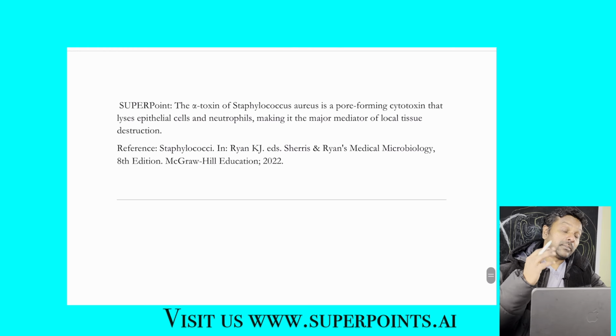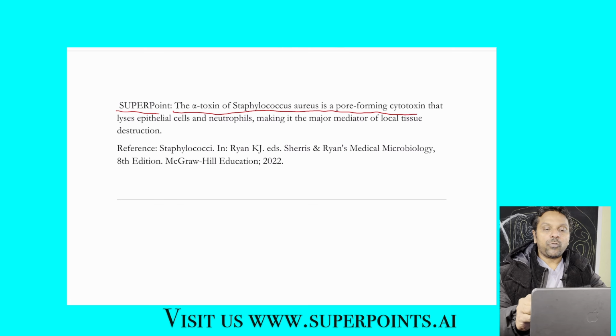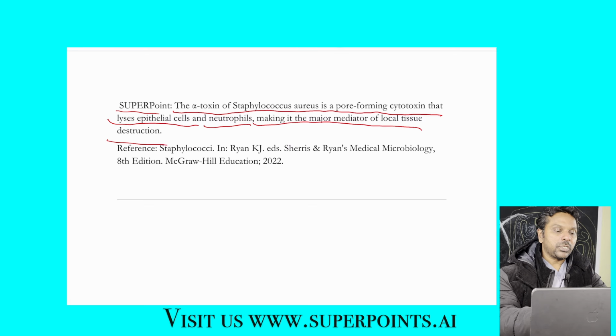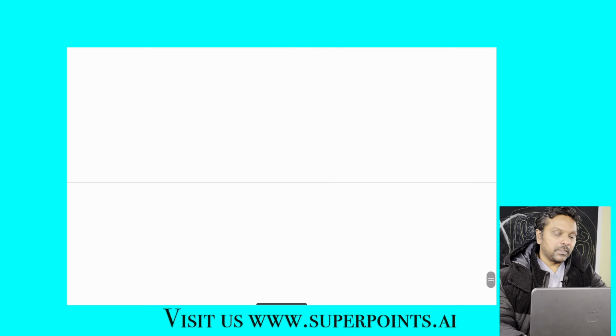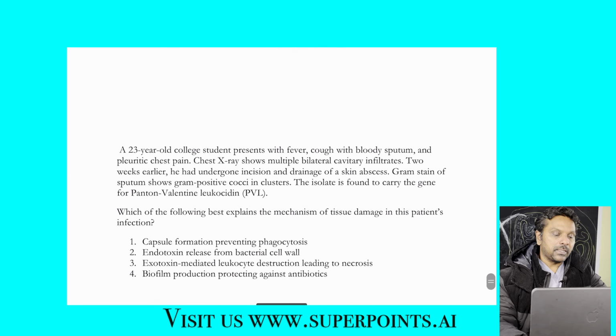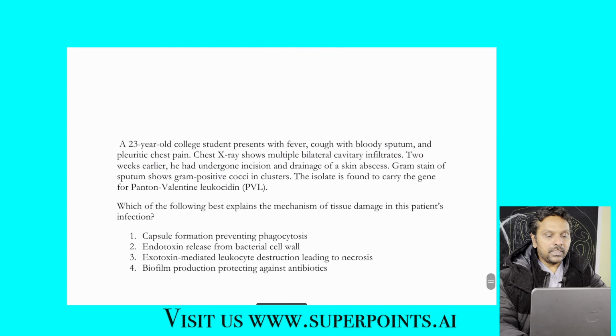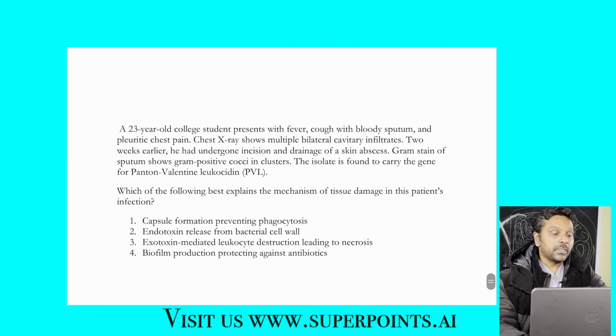And the one thing you must remember as a super point is this one: the alpha toxin of Staph aureus is a pore forming cytotoxin that lyses epithelial cells and neutrophils, making it the major mediator of local tissue destruction. So remember these things. It's a very, very important concept.